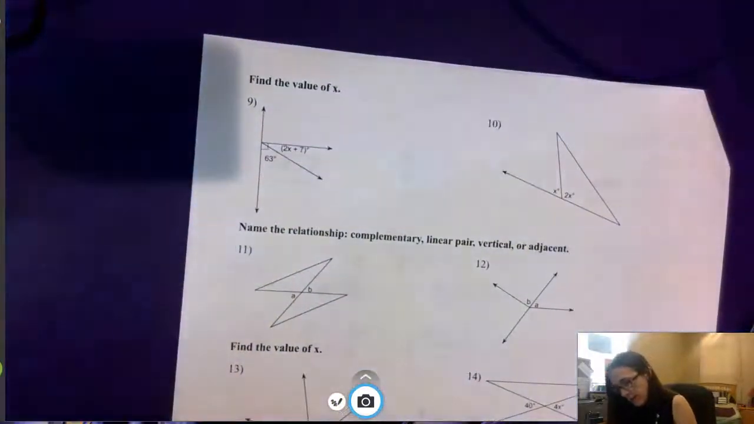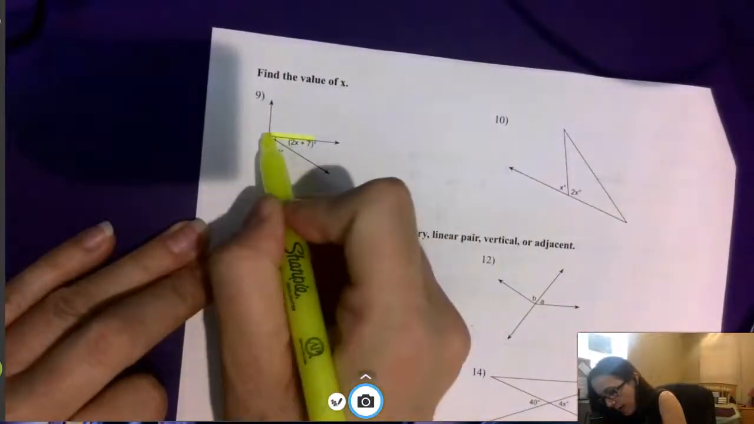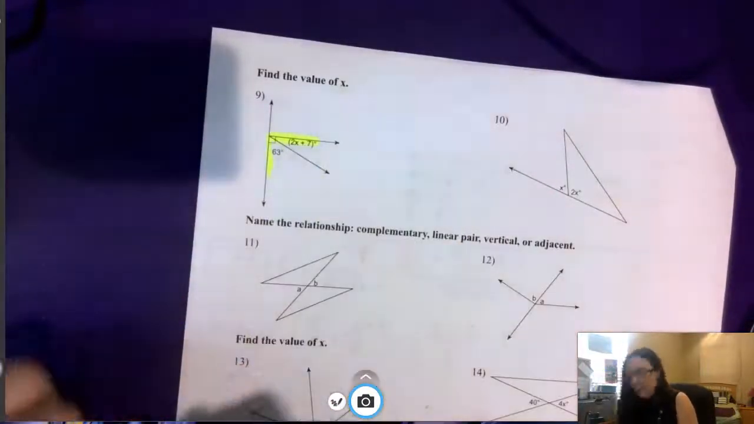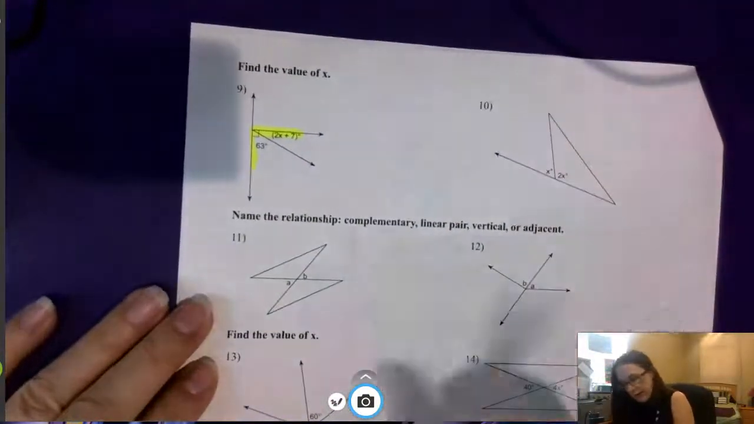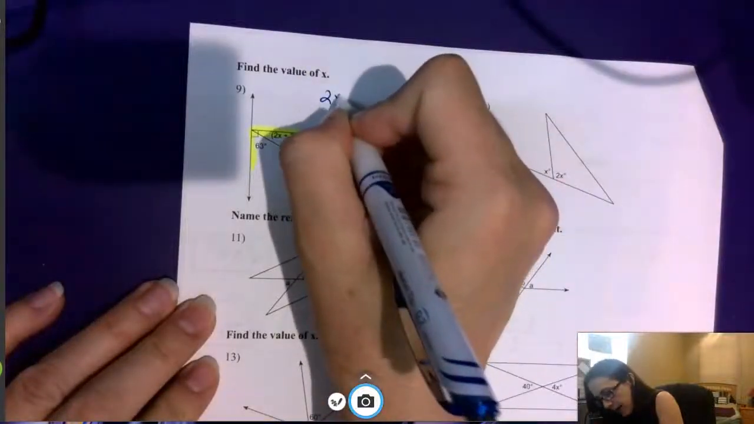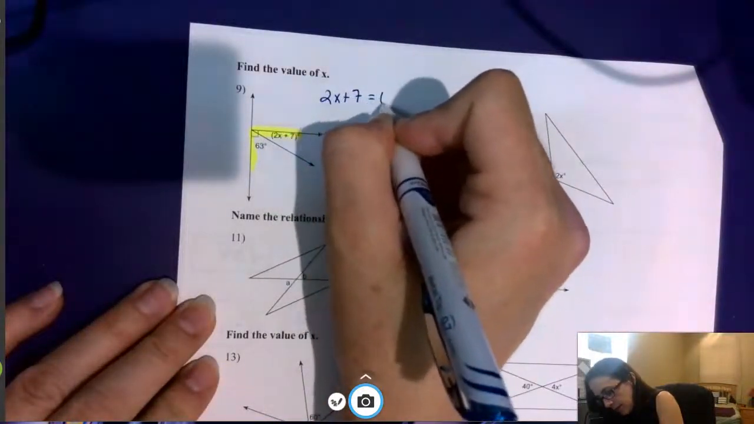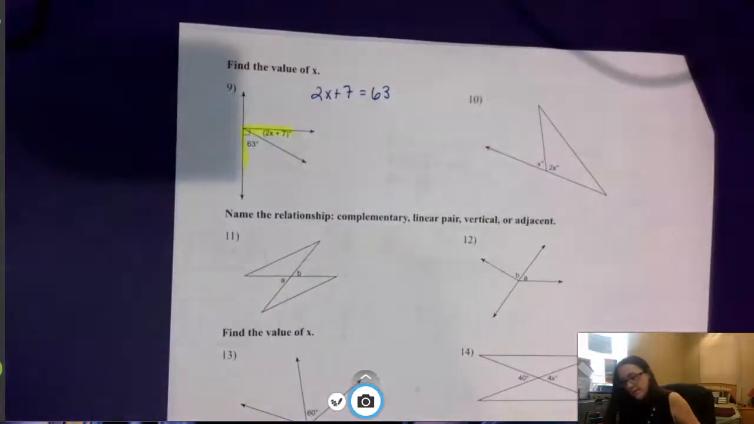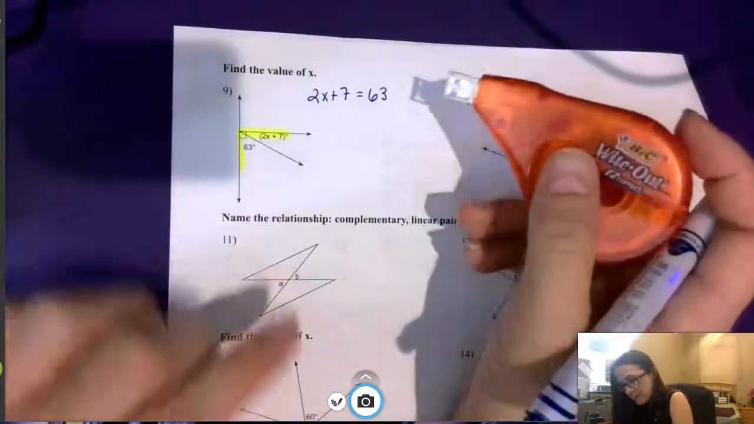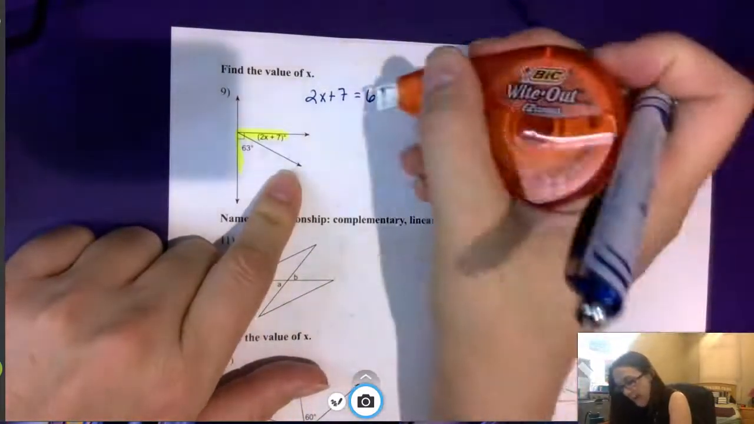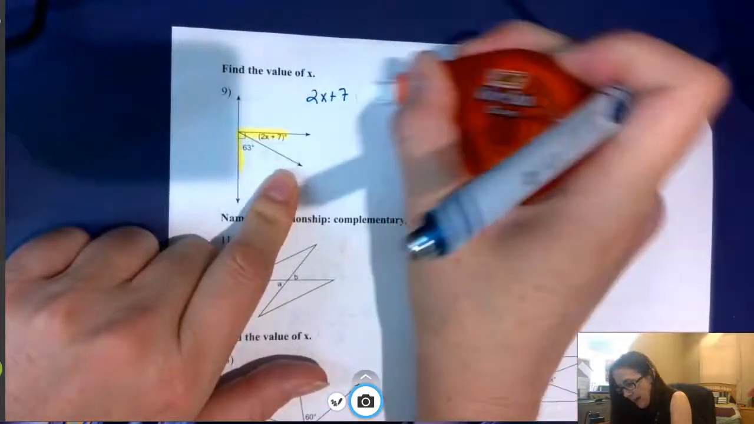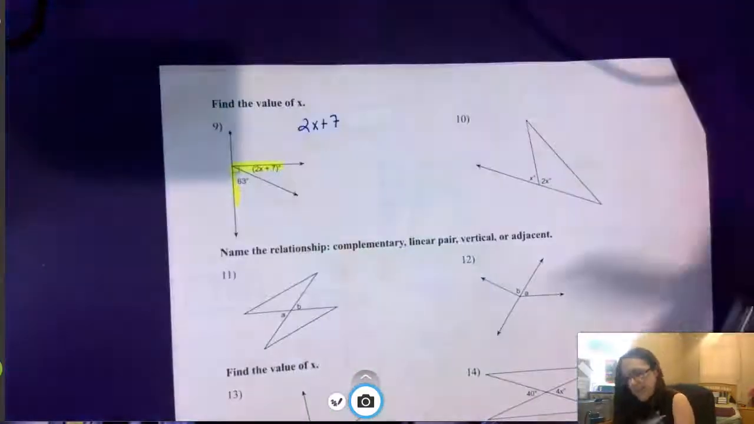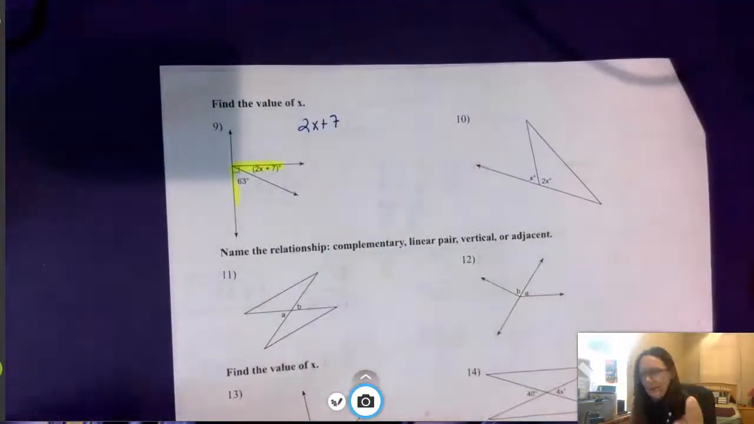Okay, this one right here, this is a right angle, which means those are going to have to add up to 90 degrees. I have 2x plus 7 equals 6. Oh, no. See? You want to add, sometimes you want to set them equal to each other. I don't know that they're equal. I know that together they have to add to 90 degrees. I just said that. Don't make those silly mistakes.